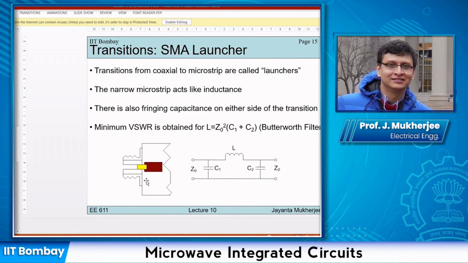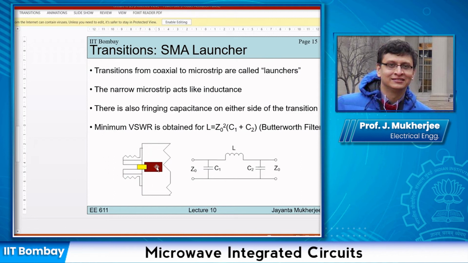For example, in an SMA launcher, which is a very commonly used device for antenna design or filter design. These launchers are basically the connectors or the interface between the microstrip board and the coaxial cable. These are commonly available. We have them in our labs and they're available in the market.